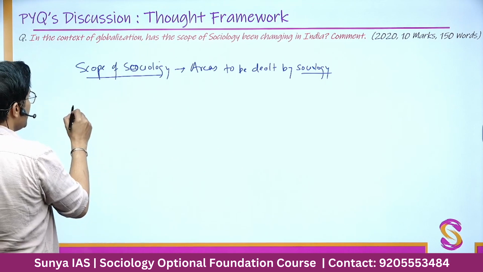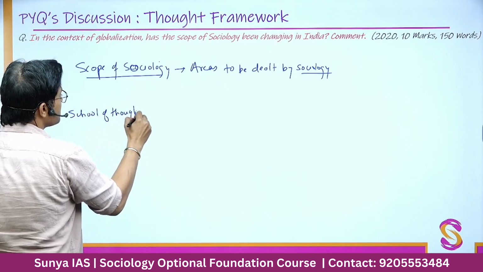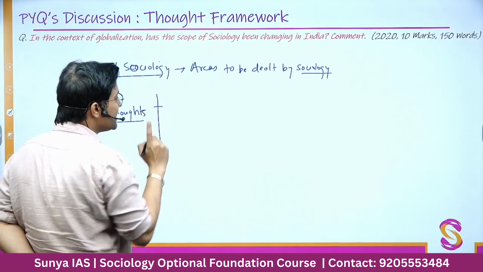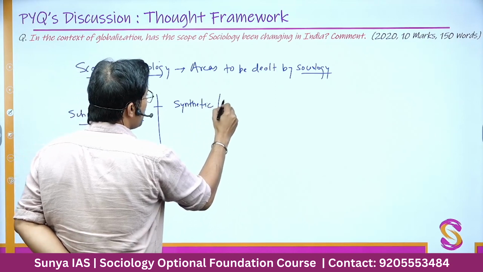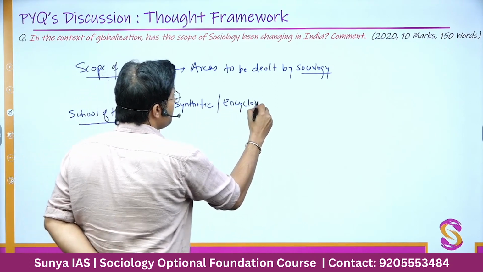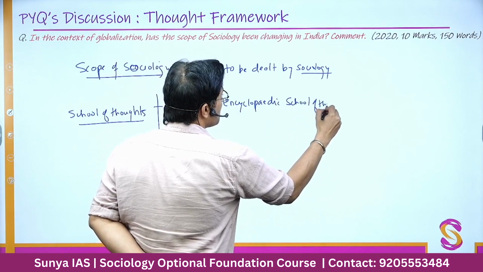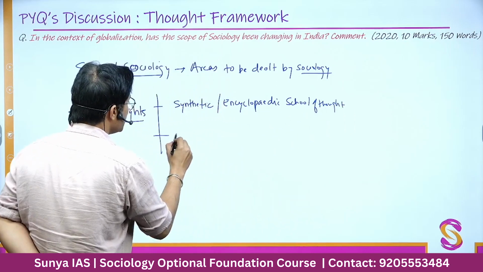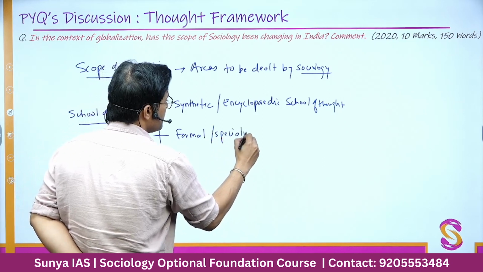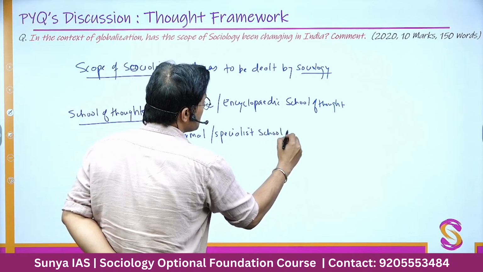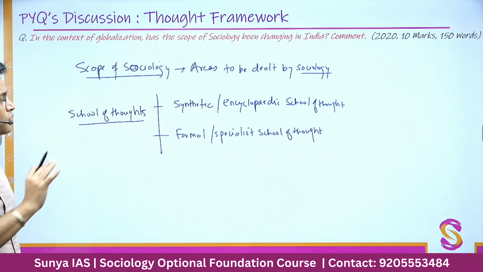Just like if you look into the schools of thought that developed earlier, there were basically two schools of thought. One was synthetic, which is also known as the encyclopedic school of thought, and the other one is the formal or specialist school of thought. I'm just giving you the whole content in a very brief manner. I'm not going into too much detail.